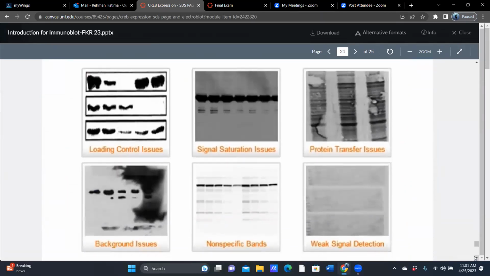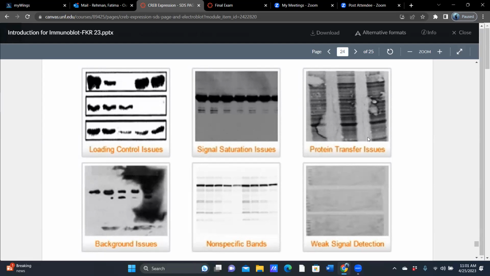Here are some troubleshooting things. If you don't have an equal amount of proteins, that's a loading control issue. You need to go back and rerun the Western using an equal amount of protein in all samples. If you have merged bands and some background coming through, that means you have signal saturation. You need to re-expose the blot at a lower time, right? So do a lower exposure. If you were doing 1 minute, do a 15-second or a 30-second or 45-second. And if you were doing a 15-second, do a 1 second or a 5-second to reduce the signal so you can actually look at it.